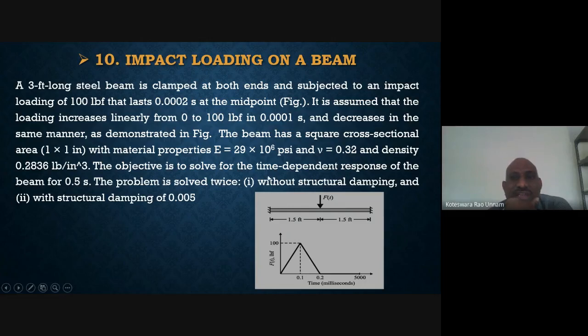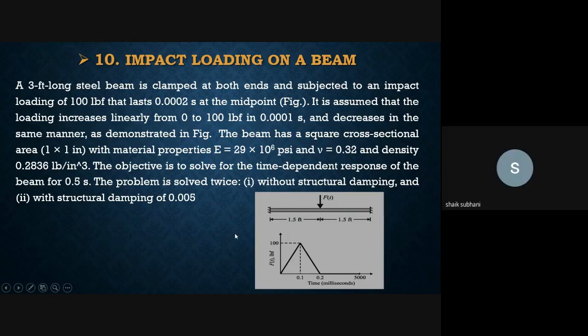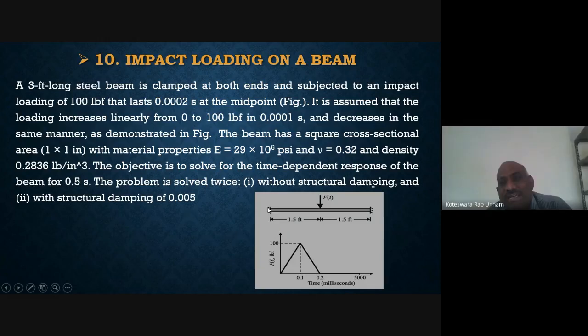So again there are two solutions. First we'll solve without damping, then we'll solve with damping also. He already stated it is a beam, so we know the selection of the element for a beam. We already solved some problems using the beam 188 element. So here also we'll take the same element only, beam 188.